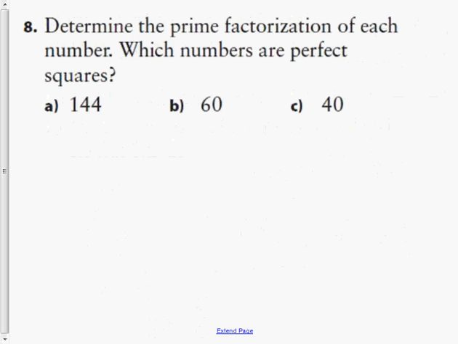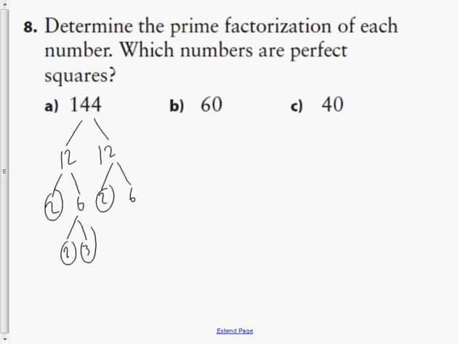Question 8 says determine, using prime factorization of each number, which numbers are perfect squares. So here I'm going to do 12 times 12, 2 times 6, 2 times 3. Same thing happens over here, 2 and 6. This becomes 2 and 3.